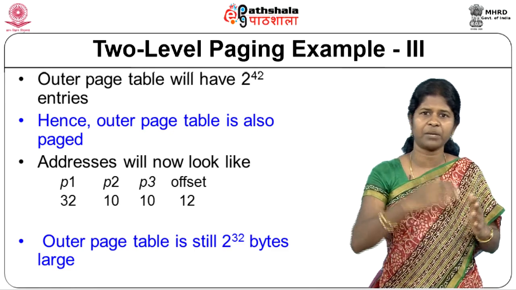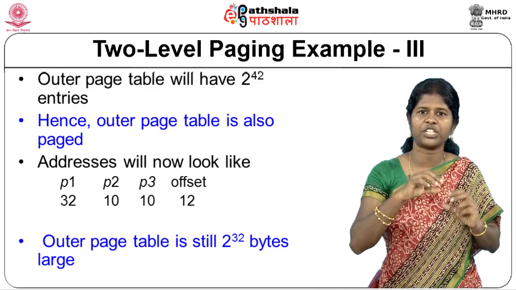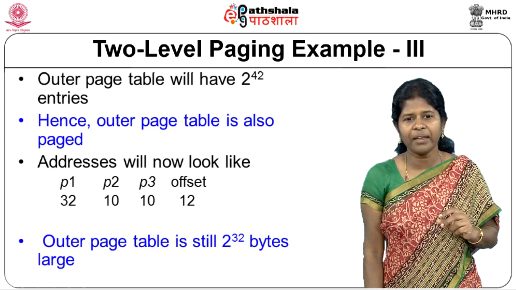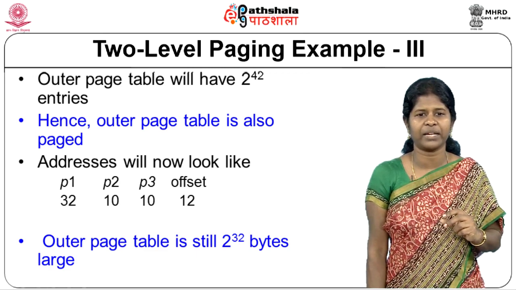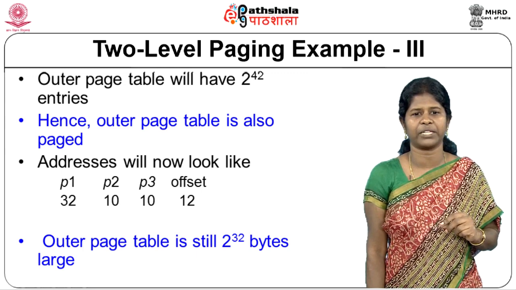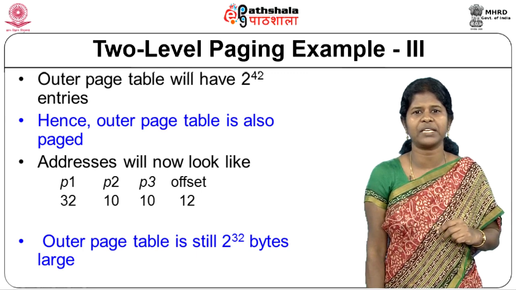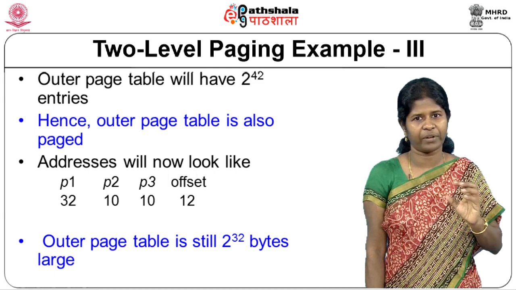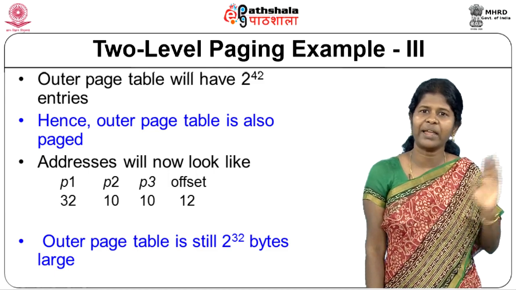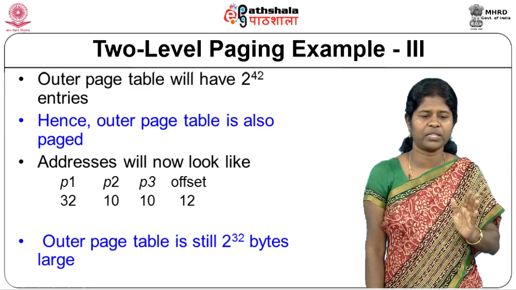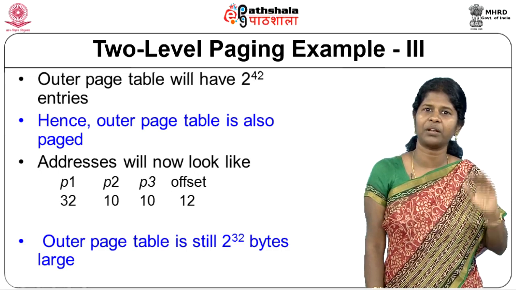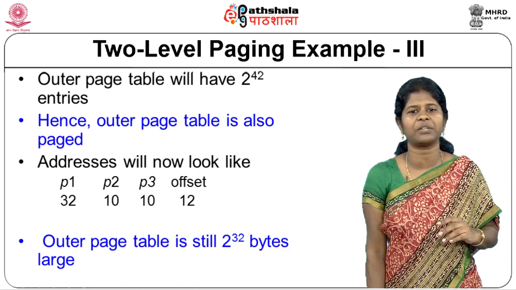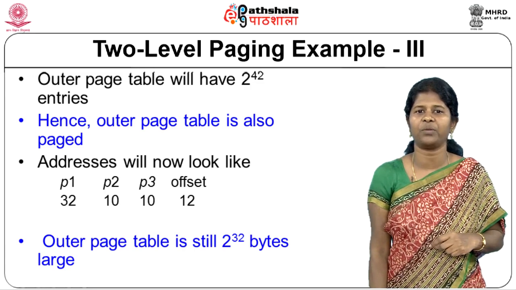So, dividing the outer page table into pieces such that each piece is accommodated into a single physical frame, then the mapping will be done something like this, or the address will be divided something like this. So, the 42 bits is again divided into a 10 bit and a 32 bit. So, you will have one more page table, another level of page table, along with the inner page table and outer page table, one more level you will have. But you can see that the outer page table is still 2 power 32 bytes, which is again very large.